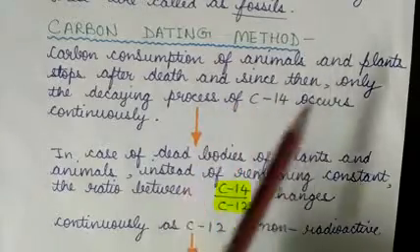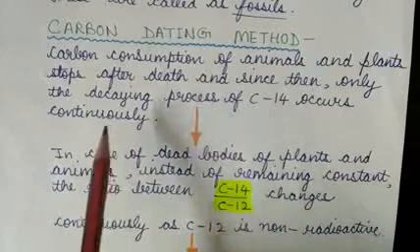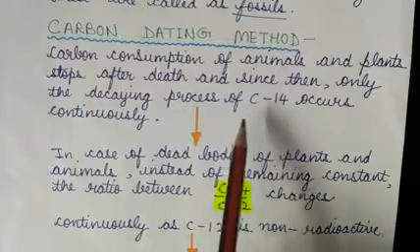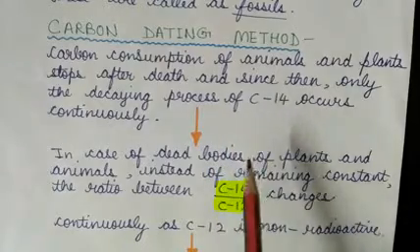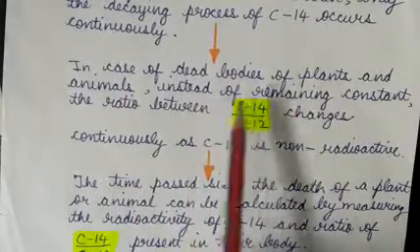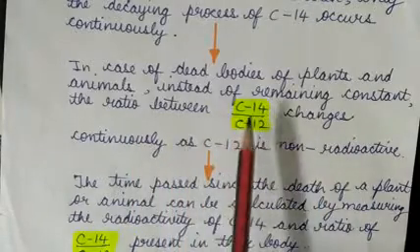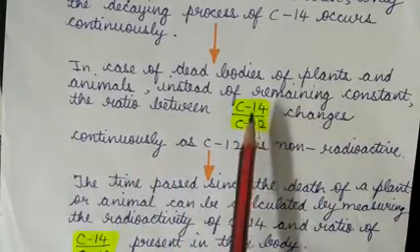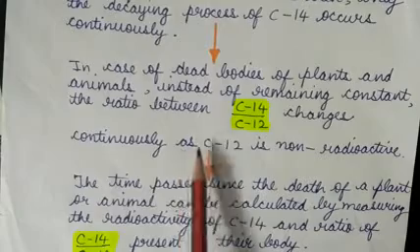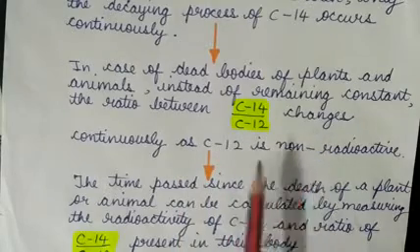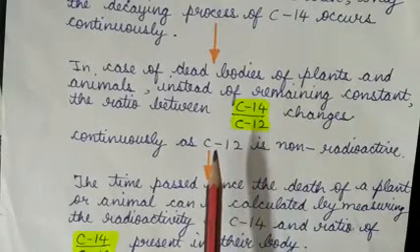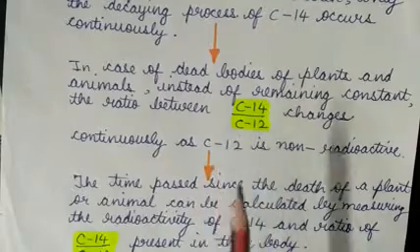Then only the decaying process of C14 occurs after that continuously. This is the isotopic form of carbon. Now, in case of dead bodies of plants and animals, instead of remaining constant, the ratio between C14, that is carbon 14, and C12, that is carbon 12, changes continuously as C12 is non-radioactive. C14 is radioactive and C12 is non-radioactive. Carbon occurs in three isotopic forms, C12, C13 and C14.